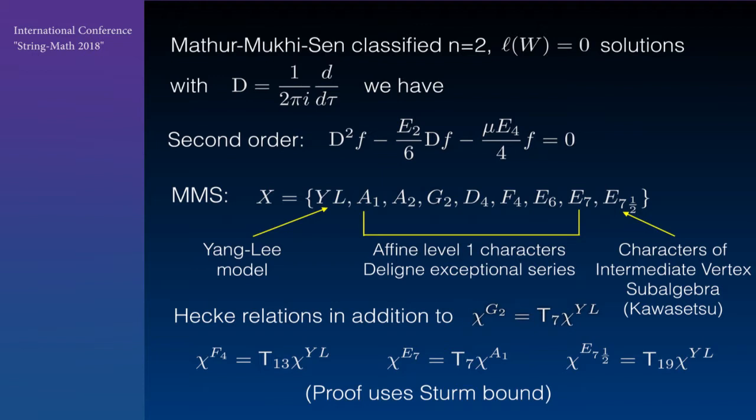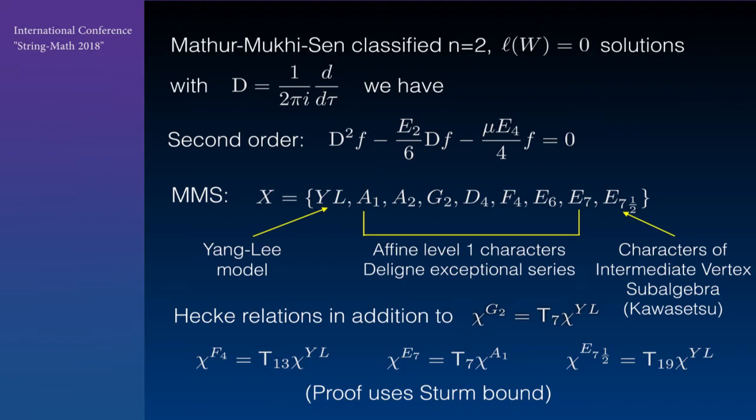They obey all sorts of remarkable identities, and I believe these appeared in one of the Gongzhou talks in the F-theory context, or at least some subset of these did. And then there's one more strange thing called E7.5, which I think also appears in F-theory, according to Wadi. It is not a character of a rational conformal field theory, but it is a character of something called an intermediate vertex subalgebra, which has been investigated by Kawasetsu.